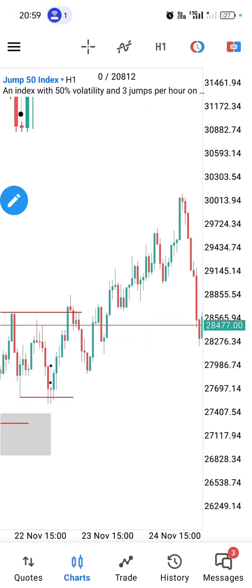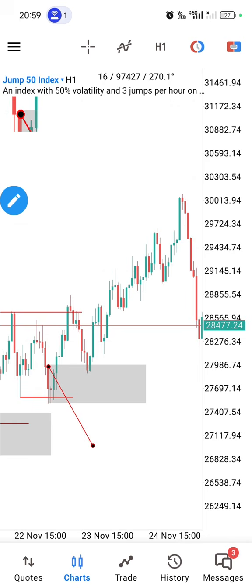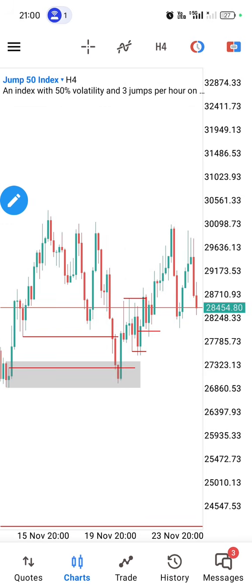So yeah, we're trying to capture a buy. Basically, it respected the 1 hour order block, and because we're trying to capture a buy, you can see there's a nice bullish institutional order flow here.